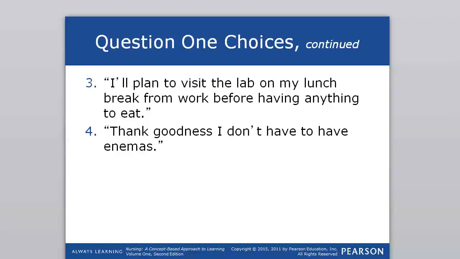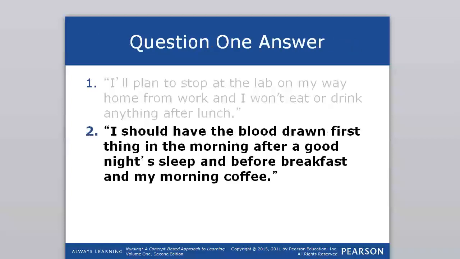So I know it's dealing with cortisol, but it is an endocrine hormone. This can kind of go for a lot of the labs that are drawn to diagnose some of these endocrine problems. And the answer is, I should have my blood drawn first thing in the morning after a good night's sleep and before breakfast and my morning coffee.